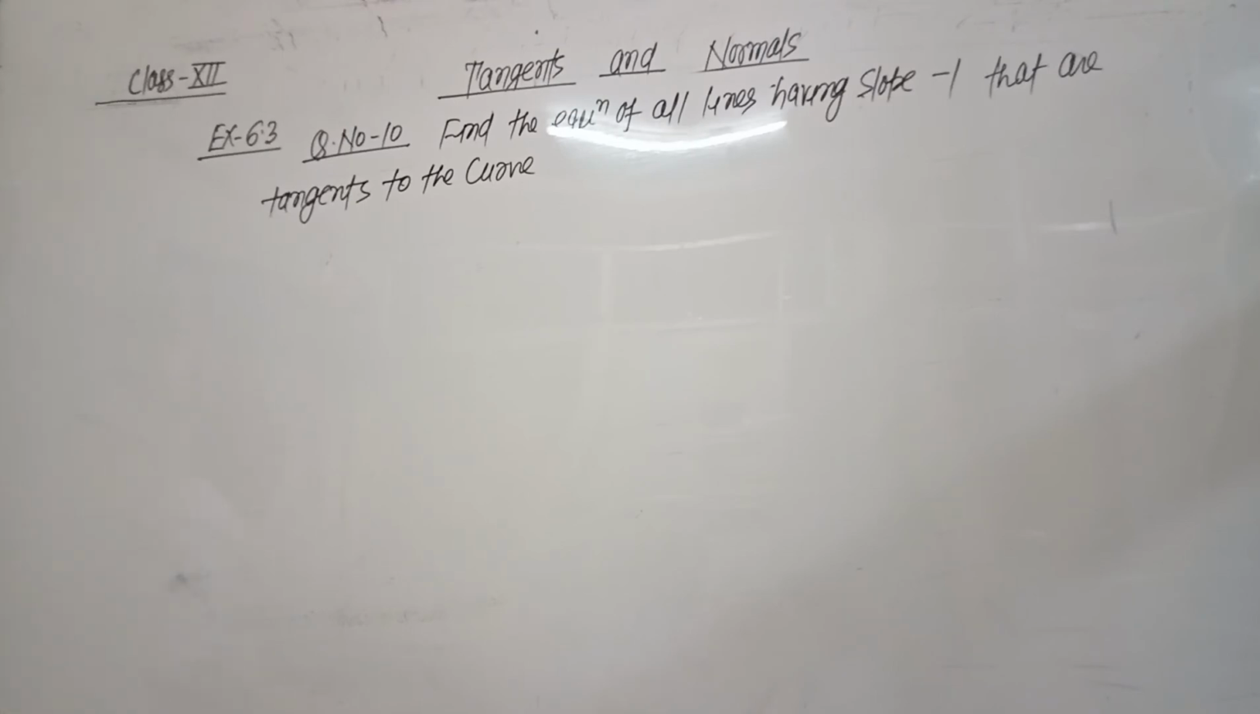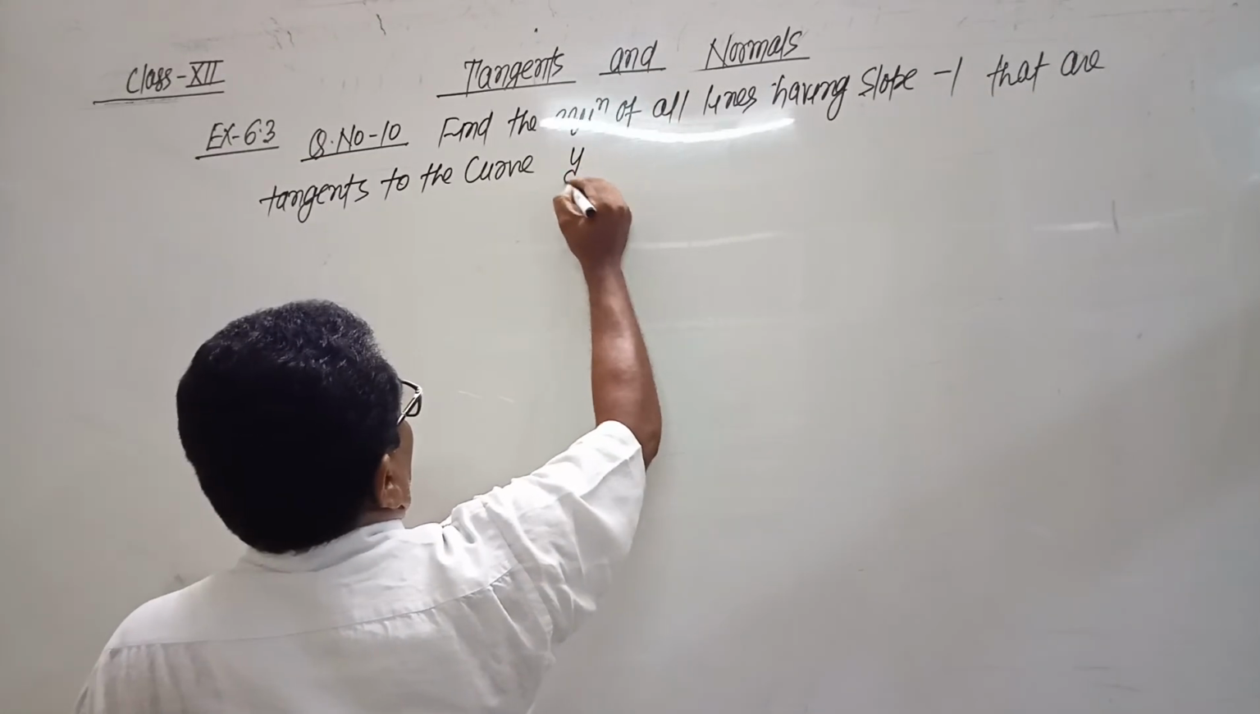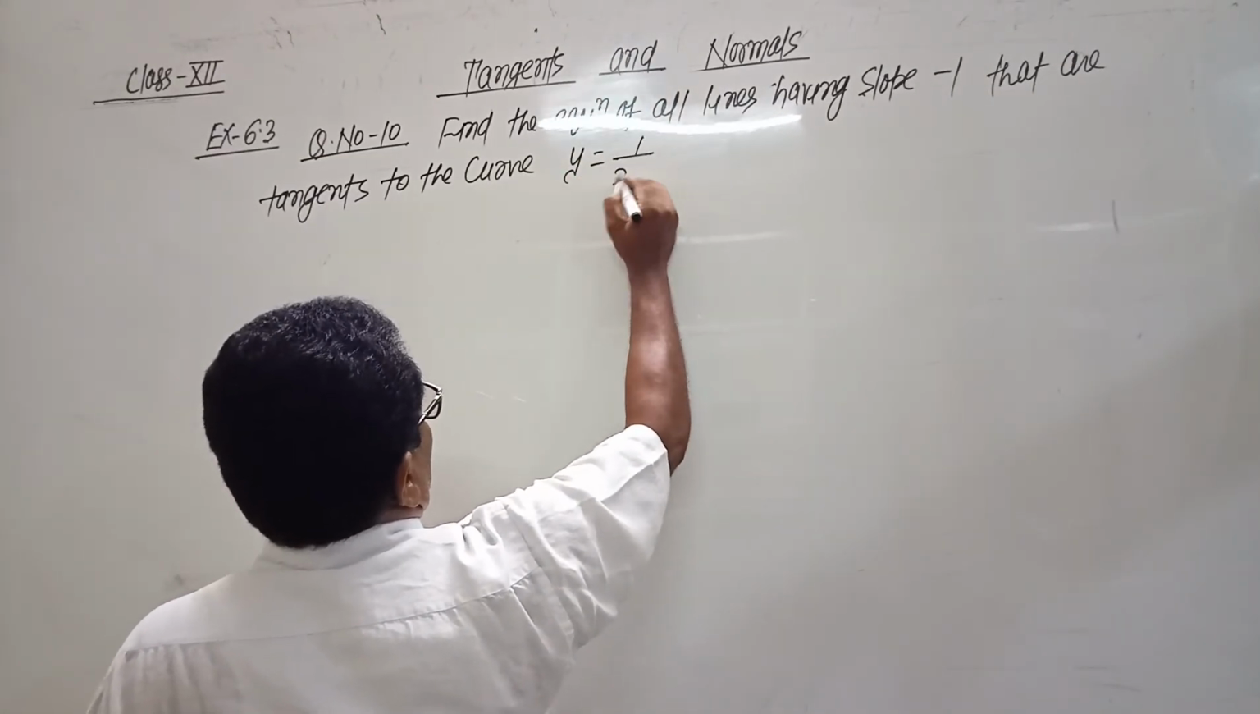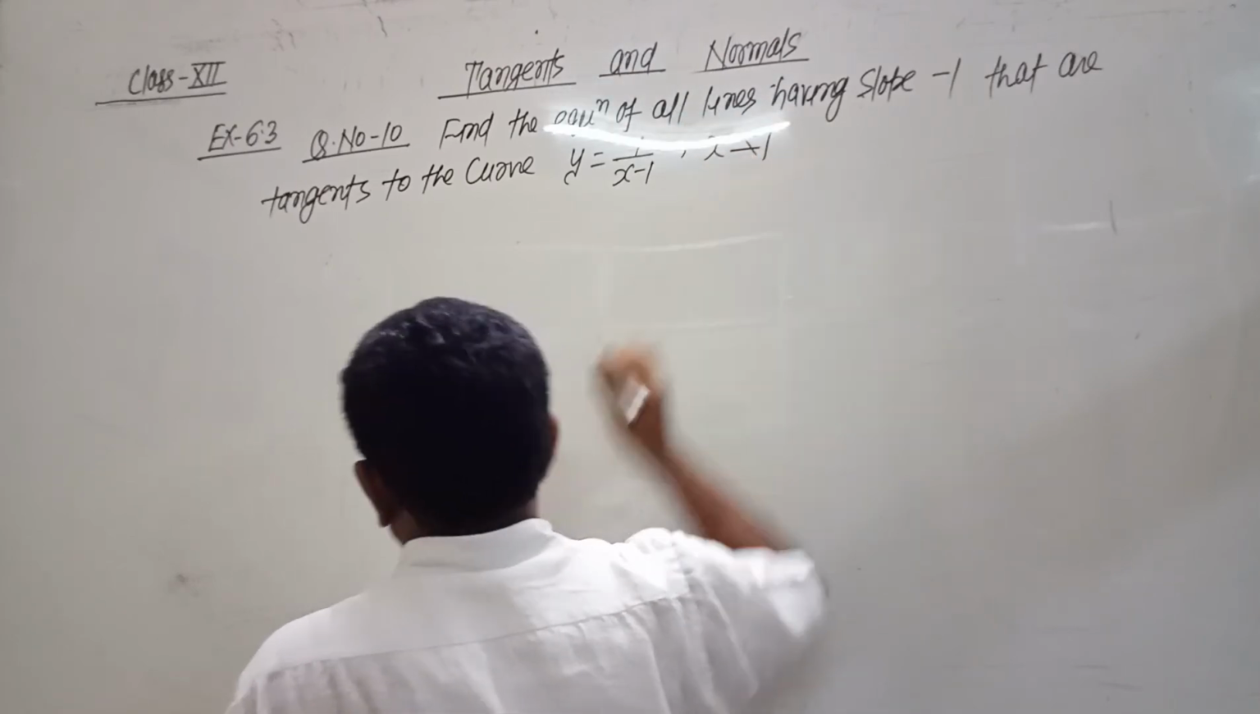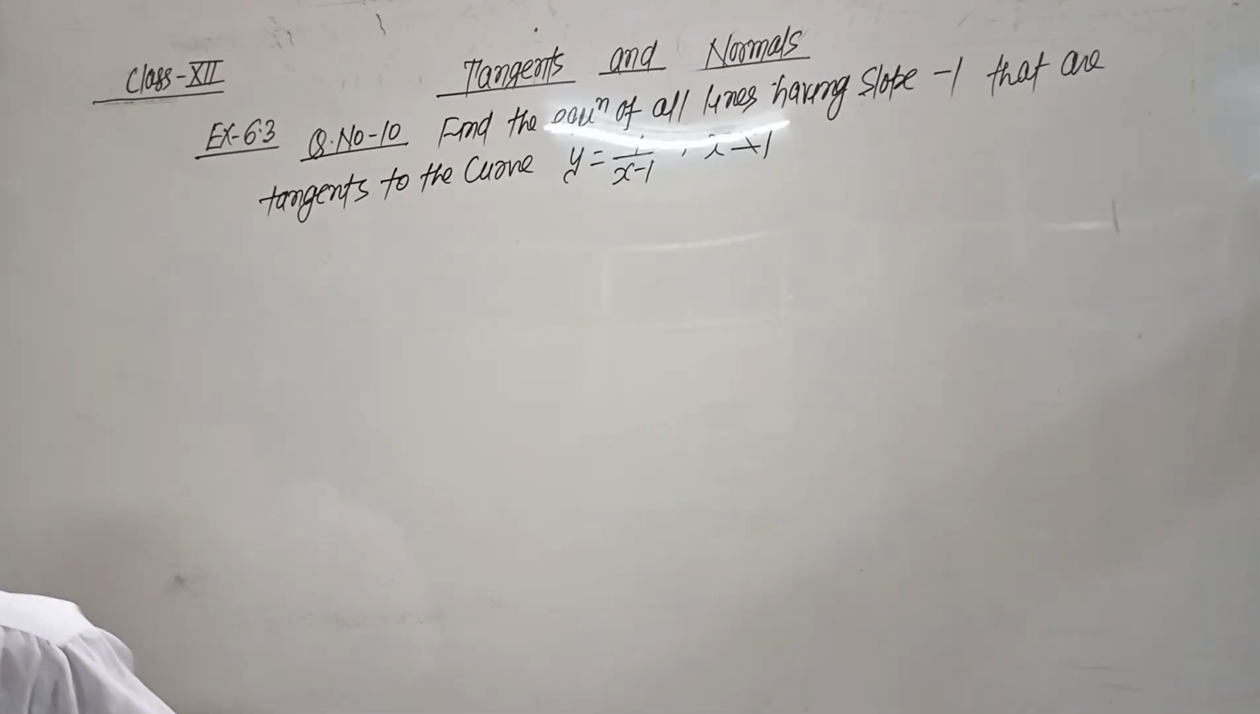The tangents to the curve y equals 1 upon x minus 1, where x is not equal to 1. So we have to find the equation of lines, meaning the equation of tangents, whose slope is minus 1.